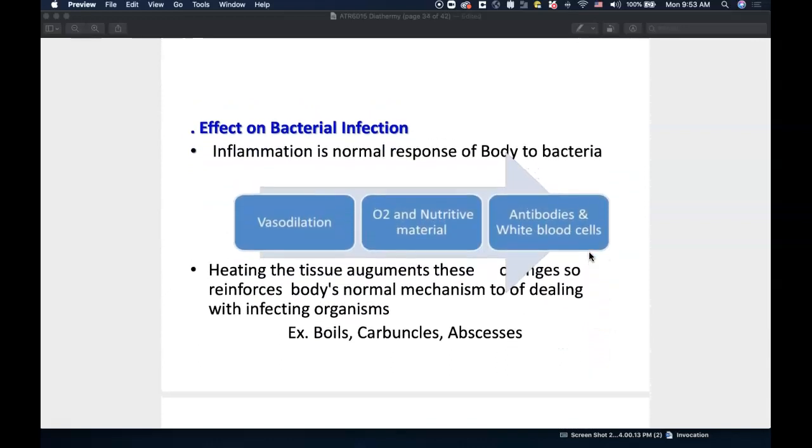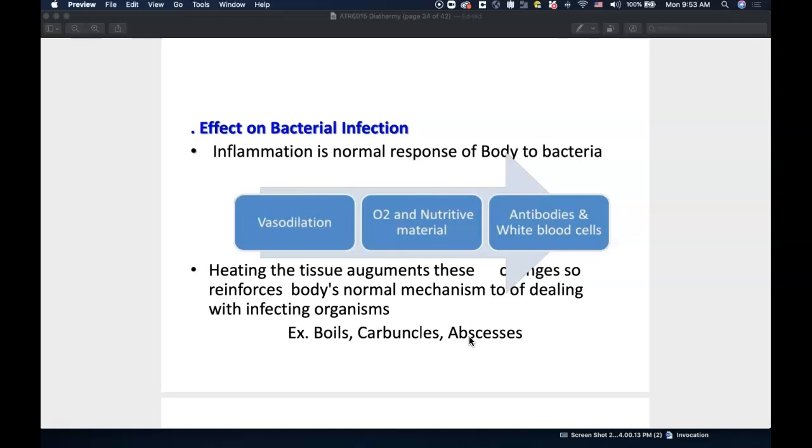One of the cool things that we're learning about is how diathermy actually has an effect on a bacterial infection. So in the field of athletic training, we see a lot of boils, carbuncles, and abscesses, which we talked about in the summer in our general medicine course. Remember that? We know that diathermy will reduce inflammation, and we know that inflammation is the body's normal response to a bacterial infection. So it's going to reduce the inflammation surrounding that particular bacterial infection.